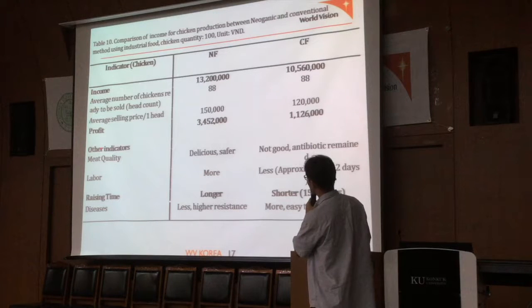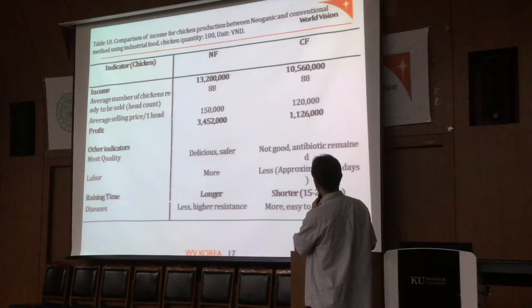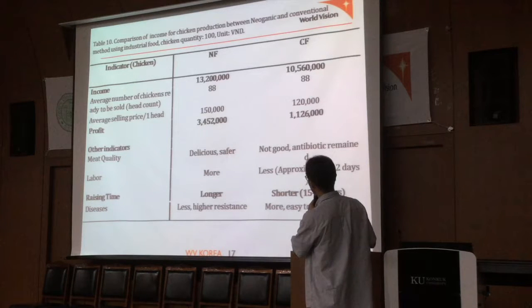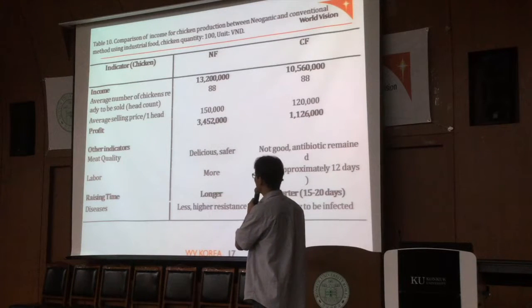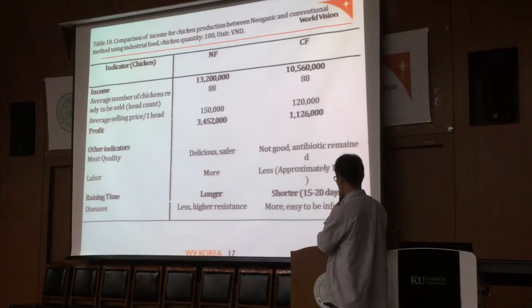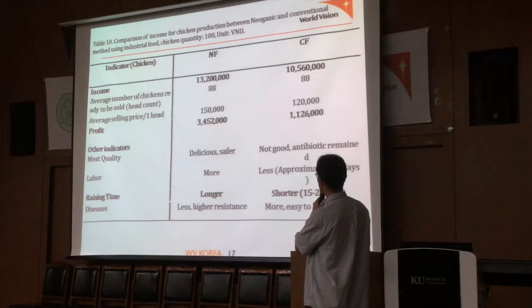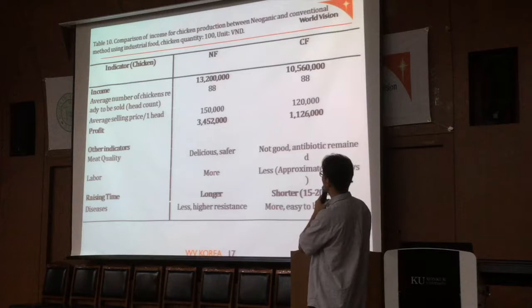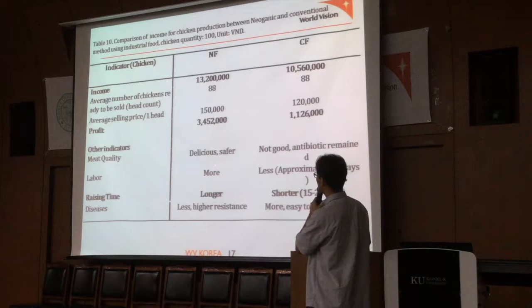There are other indicators compared between both farming methodologies: meat quality, labor, raising time, and disease. They have good taste and delicious flavor, and their raising time is longer because they didn't provide a protein source as in the mixed food, and also have less resistance to disease. But anyway, they like natural farming because they can raise the chicken without any outside resources, and they think it is more beneficial.